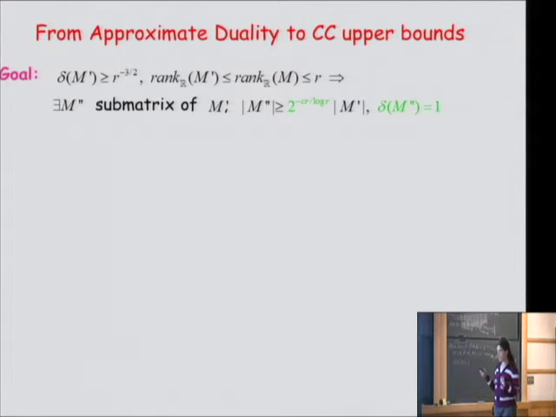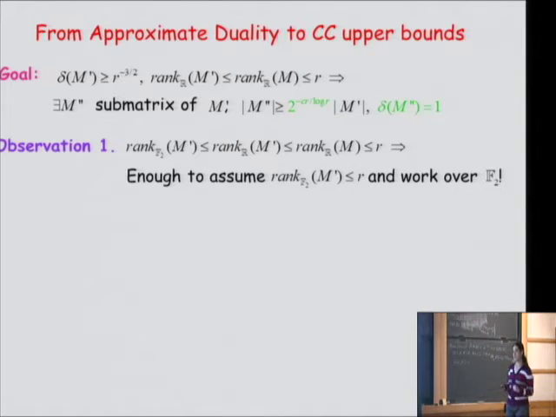So our first observation is the following. I mentioned it also earlier, that for a 0-1 matrix M, its rank over the reals is actually lower bounded by its rank over F2. So in order to prove our goal, it actually suffices to assume that the rank of M prime is small over F2 and to work over F2. And this will help us a lot.